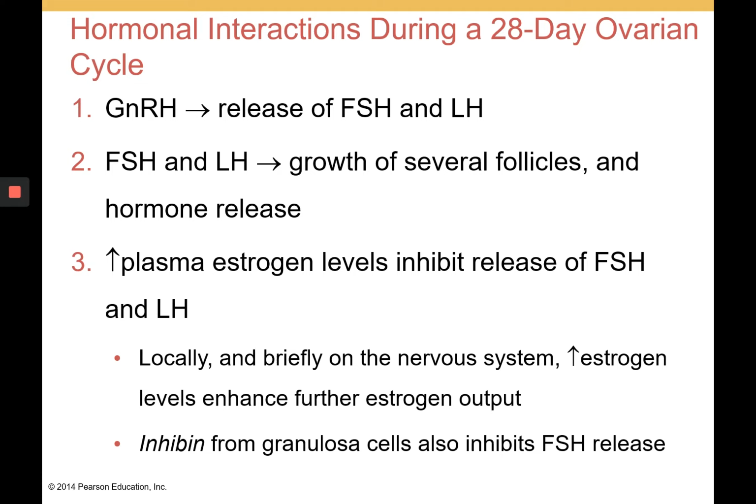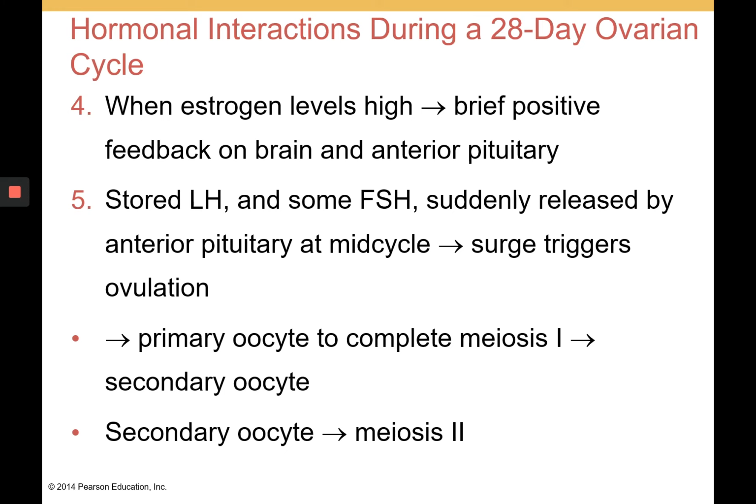Locally and briefly, there is an action on the nervous system by this increased estrogen that enhances further estrogen output. But we also have negative feedback aid from inhibin from the granulosa cells, so we are eventually going to be able to inhibit follicle-stimulating and luteinizing hormone release once there are adequate amounts of ovarian estrogen being released. When estrogen levels are high, we are getting a brief positive feedback on the brain and the anterior pituitary. That is that nervous system control that was brief that we talked about in the last slide.